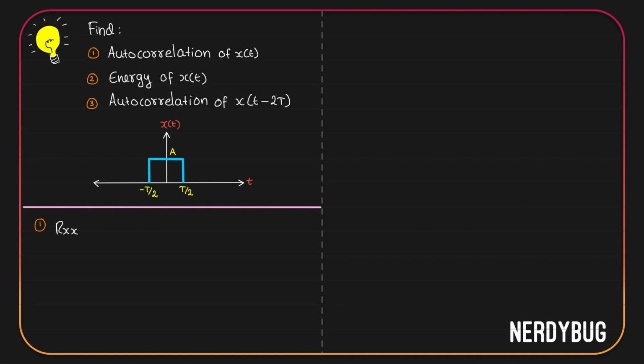Autocorrelation of x of t, Rxx of tau, is defined like this: integral from minus infinity to infinity of x of t times x of t minus tau dt. I am taking the equation for energy signal because obviously a rectangular signal is an energy signal. But we have also learned that correlation of x of t can also be written as convolution of x of tau with x of minus tau.